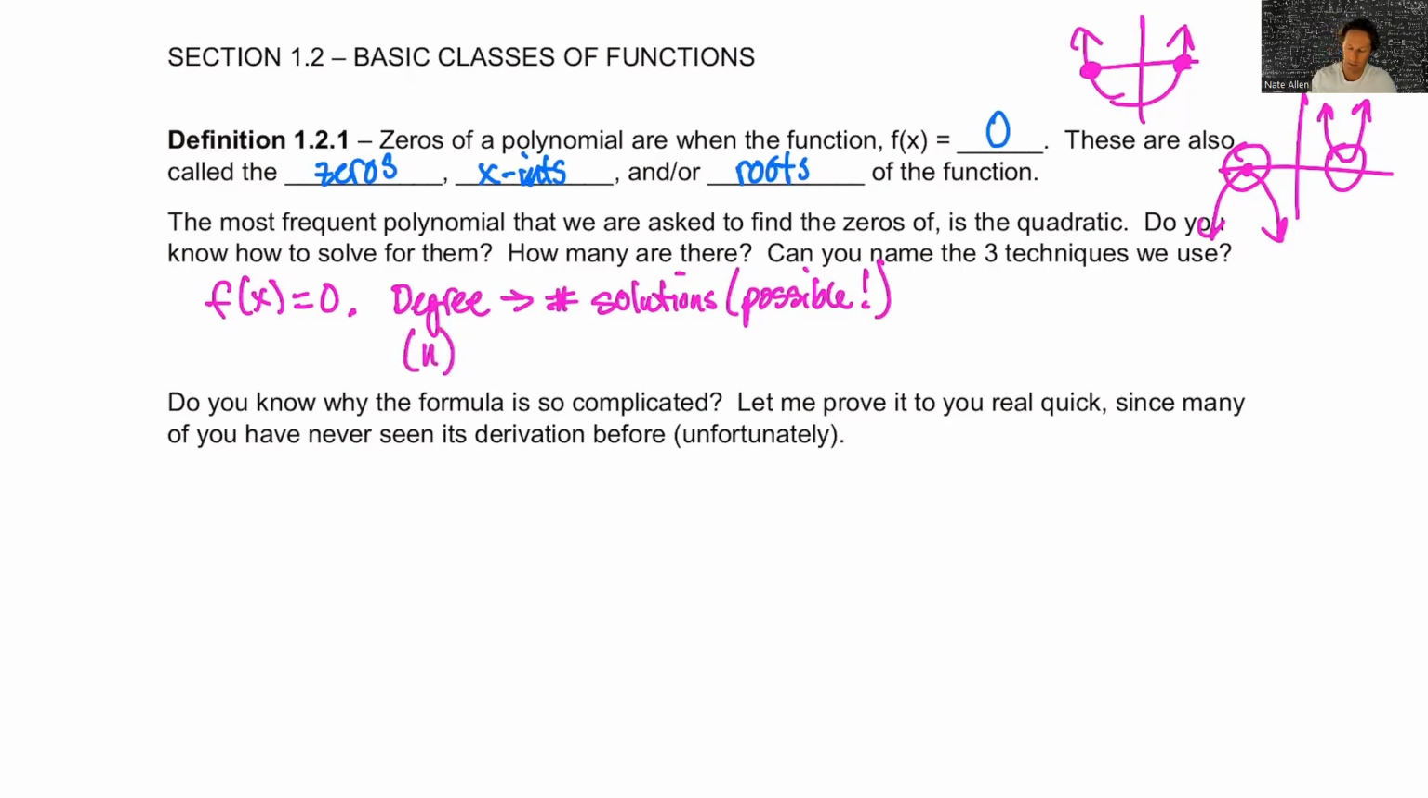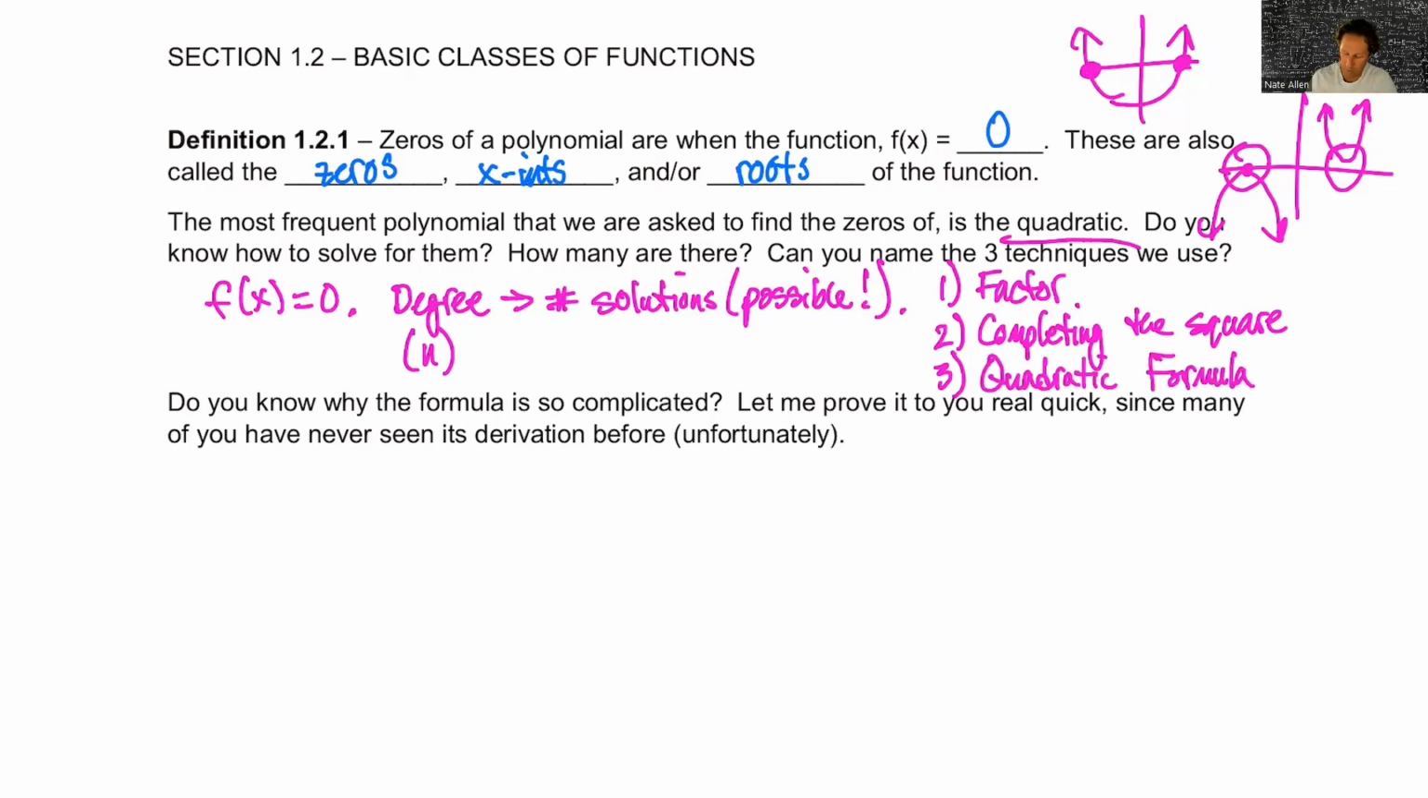And then part 3, can you name the 3 techniques we use to solve these quadratic polynomial functions? First was the easiest way, the first way we learned, and that was to factor. Next is probably you're going to say completing the square. No, you're not going to say that. Most people don't like that, but it's something that we have to know how to do. And then the last way was the one that you probably said for number 2, the quadratic formula.